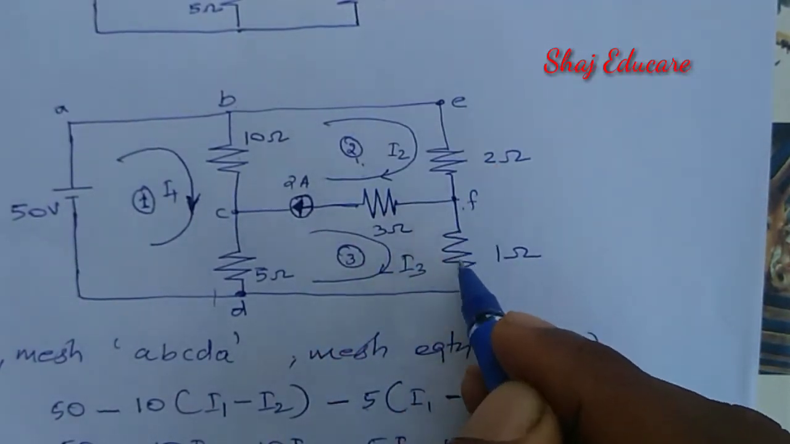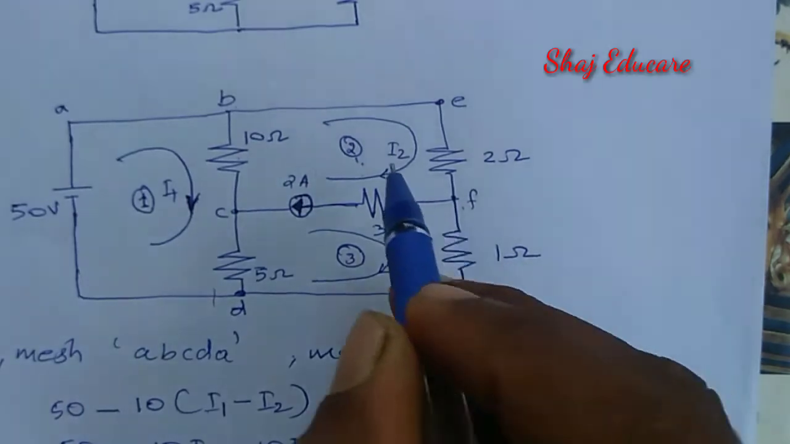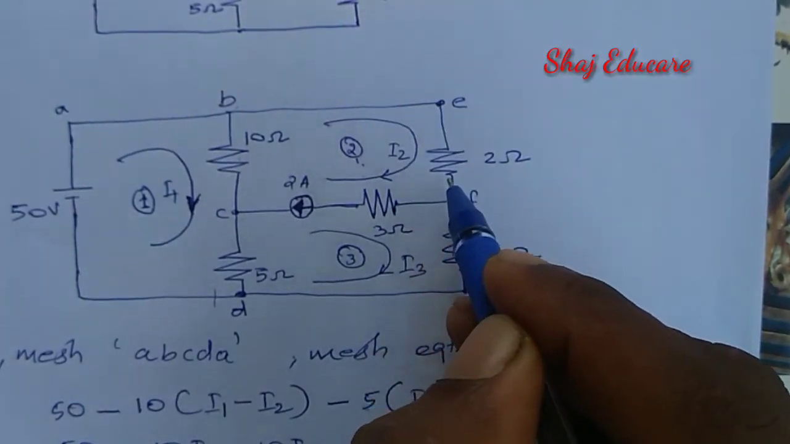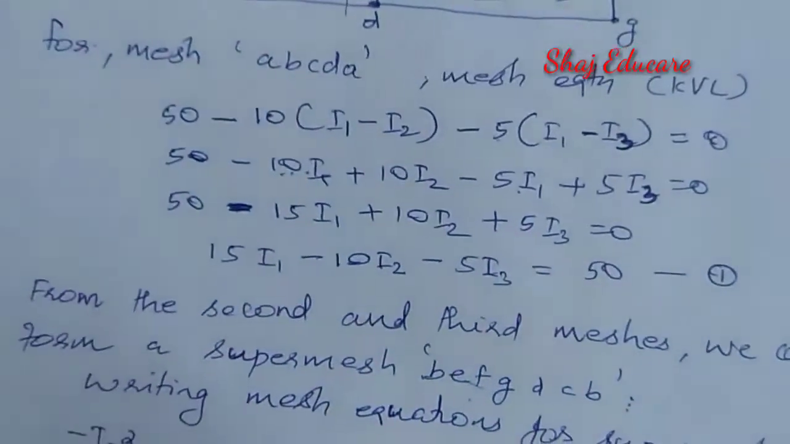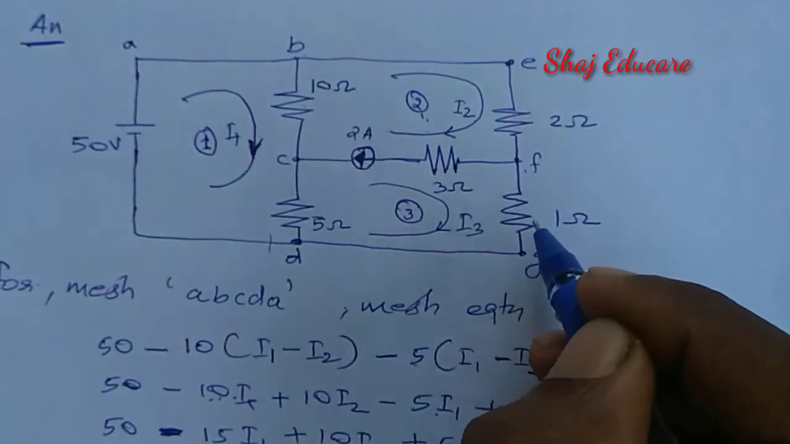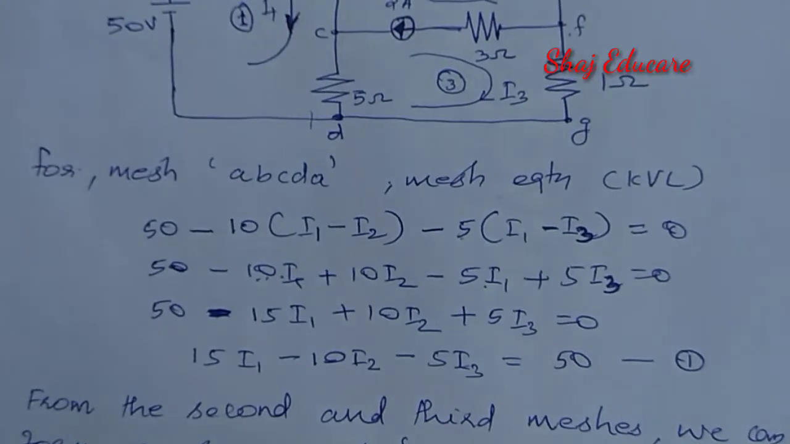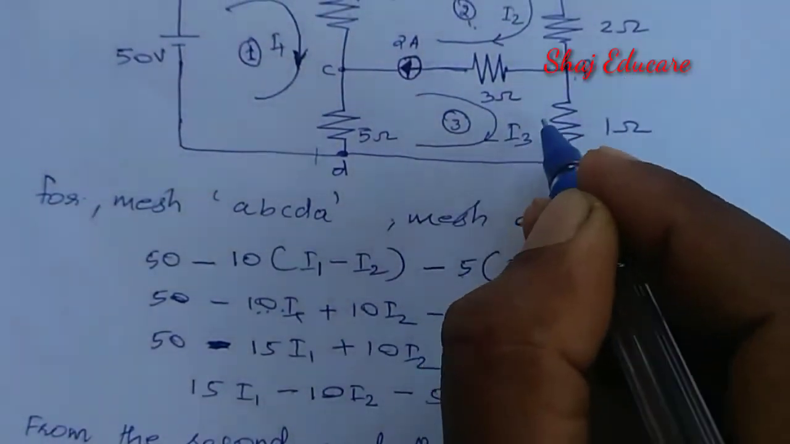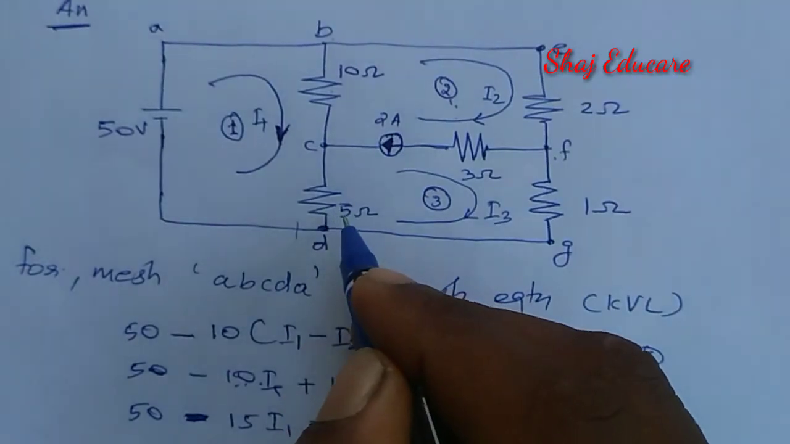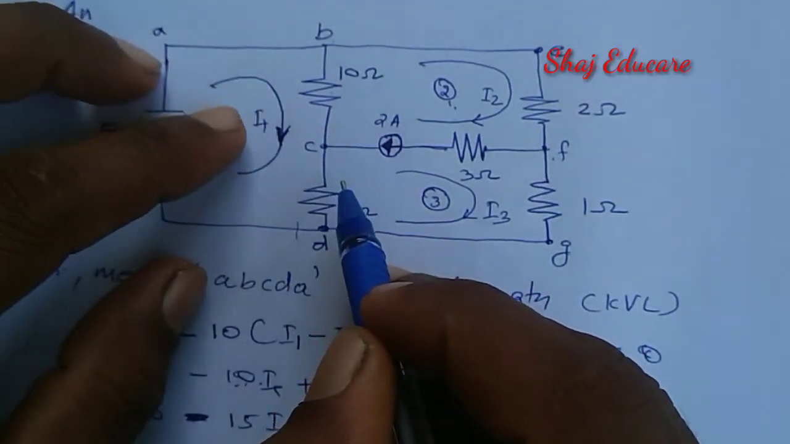Then we have to consider the branch FG. What is the current flowing through the 1 ohm resistance? Because we are considering only this mesh, we started from E and wrote the equation I2 into 2 ohm resistance. Then we have to write the voltage drop across 1 ohm, that is equal to minus 1 into the corresponding current flowing through the 1 ohm resistance, that is I3. Then what is the current flowing through the 5 ohm resistance? There are two currents. I3 is flowing upward, whereas I1 is flowing downward.